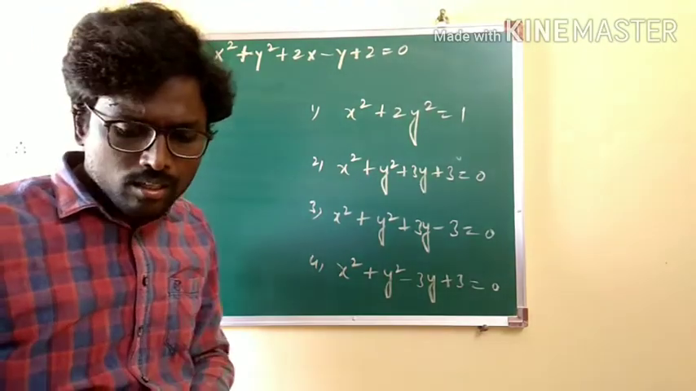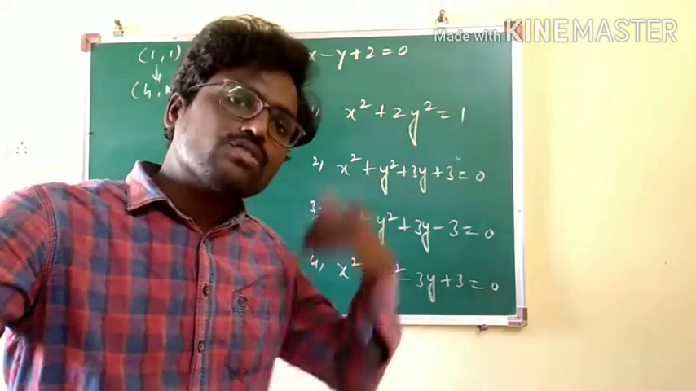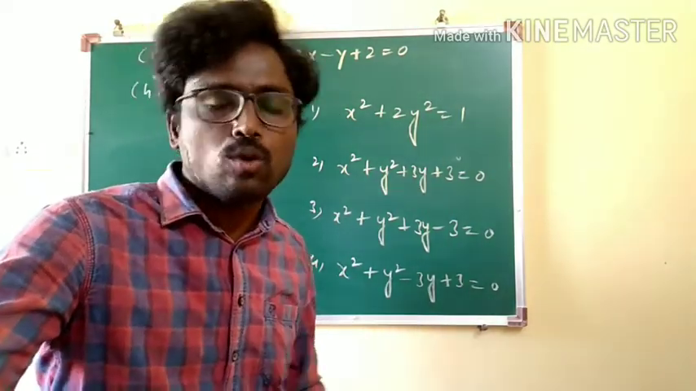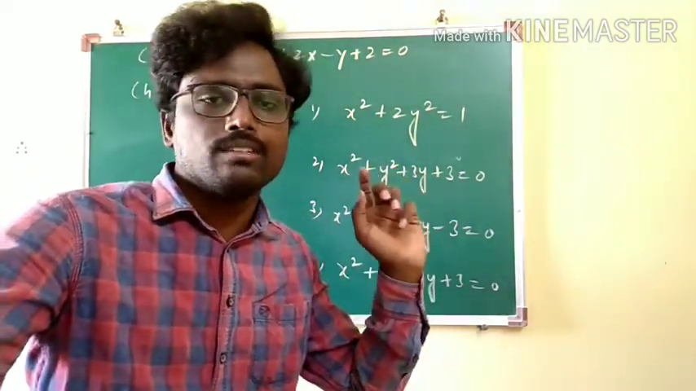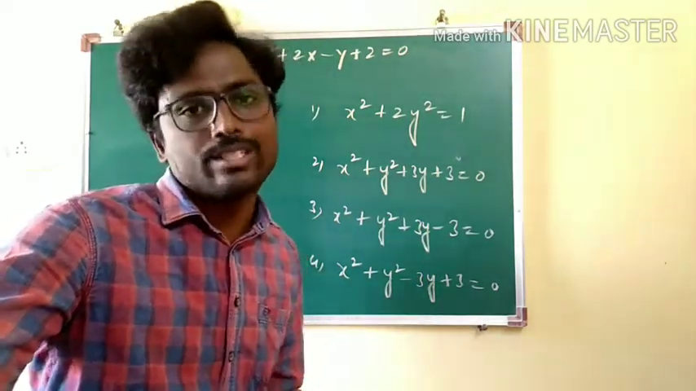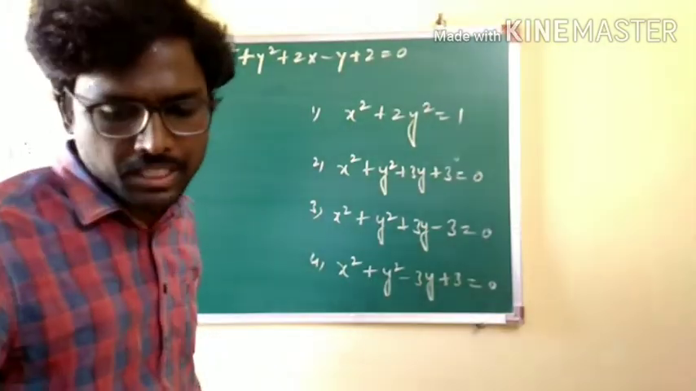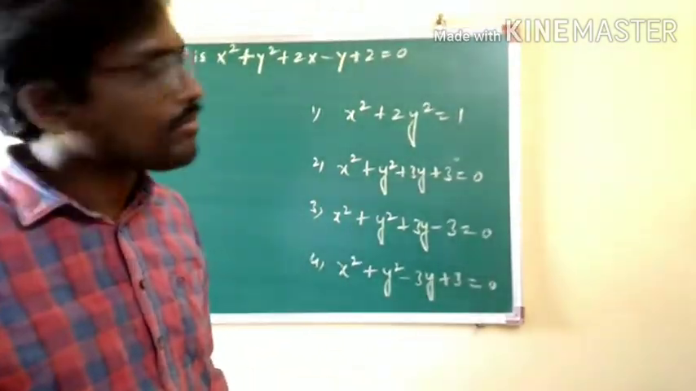Already the origin shift is given, and the transformed equation is given. So what would be the old equation? Means with respect to the old coordinate system. You are given the equation with respect to the new coordinate system. So what do you understand here? This is something different.